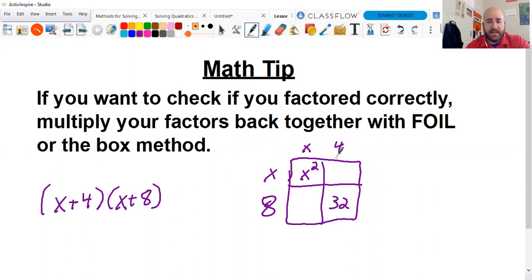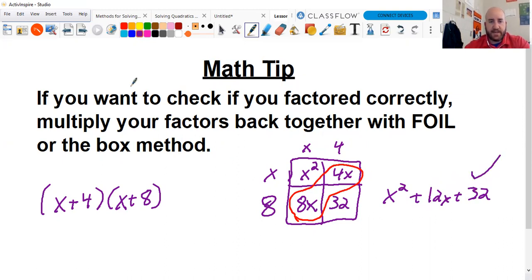So now let's do my other two boxes. X times 4 is 4x. 8 times x is 8x. So I've still got my diagonal that is like terms, 4x and 8x. So I've got x squared, 4x plus 8x is 12x, plus 32. So that was my original quadratic. So it checks out.